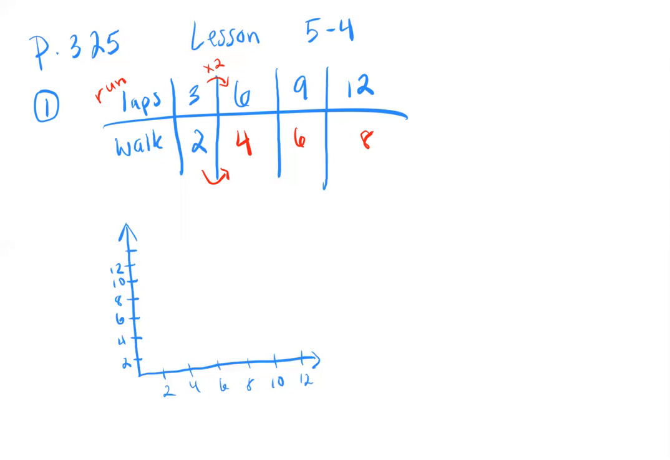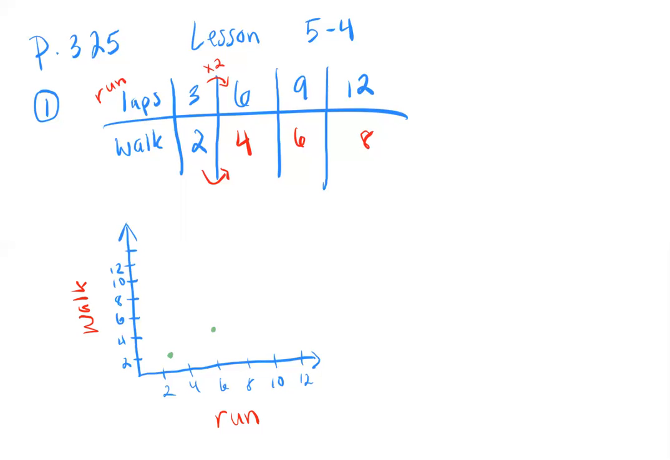And so the laps run, that's going to be my x-axis. Those are going to be my x coordinates, and then what we walk, that is going to be my y-axis, so my y coordinates. So that first ordered pair, 3, 2, I'm going to go to the right 3, and then up 2, and I'm going to go ahead and plot a point here. All right, next one, we've got 6, 4, so I'm going to go to the right 6, and then up to 4.